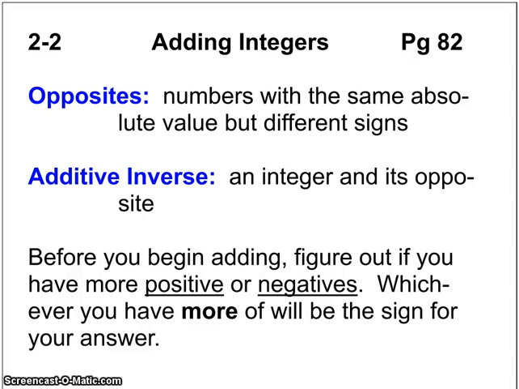Hey Panthers, this section we are looking at 2-2, which is adding integers. It's on page 82 in your textbook. We have two vocabulary terms, one which is review from yesterday and a new one.